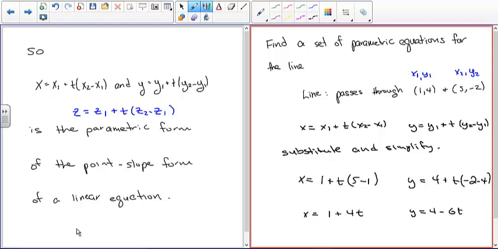The nice thing about the parametric form is if you had a line in three-dimensional space, then the parametric equation for the z coordinate would just be z1 plus t times z2 minus z1. So it's easily expanded to 3 dimensions.